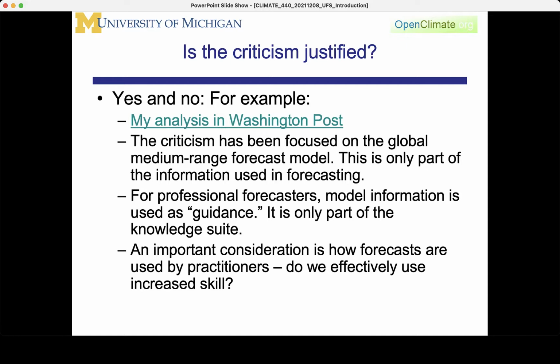Another consideration, which is perhaps more interesting from a social science perspective, is if we have forecasts that are, say, as good at 7 days as they are at 5 days now, do we effectively know how to use that increased skill? Some people probably would benefit from that, and many people, those looking at weather forecasts from day to day, probably less so.